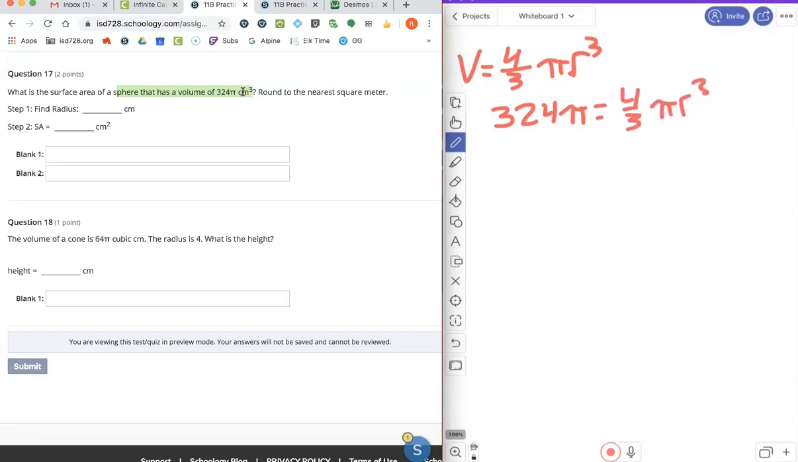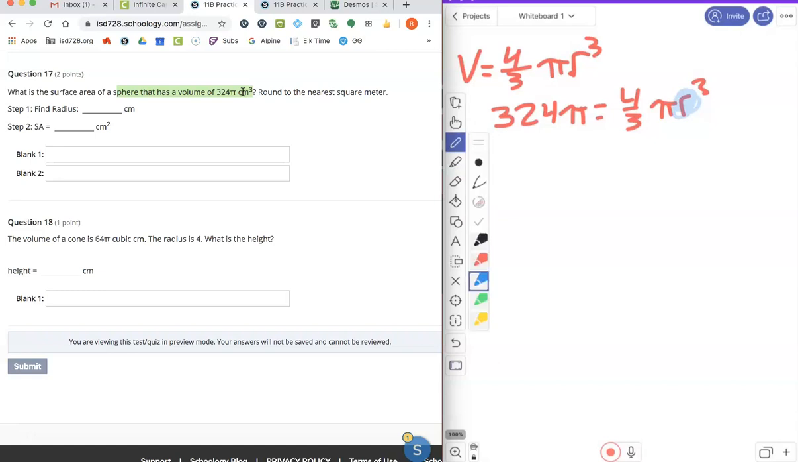And this is the situation that we are in. If we can figure out what r is, then we can plug into the formula for surface area, which is pretty quick. So I'm going to solve this for r. I'm going to try to get this all by itself. Okay, so let's see how we do that.